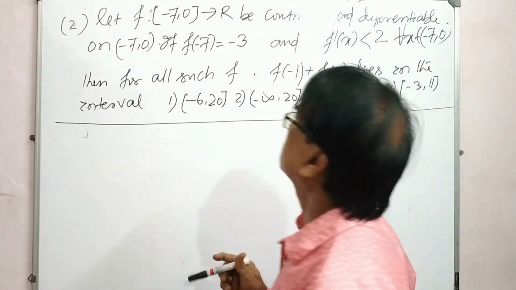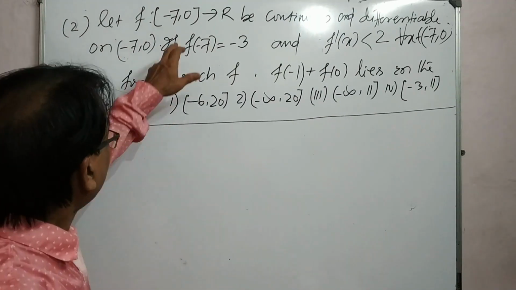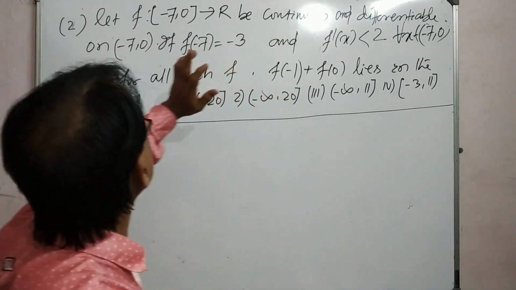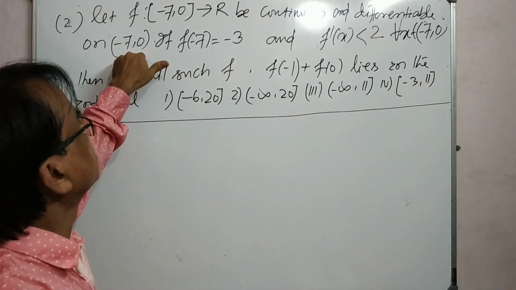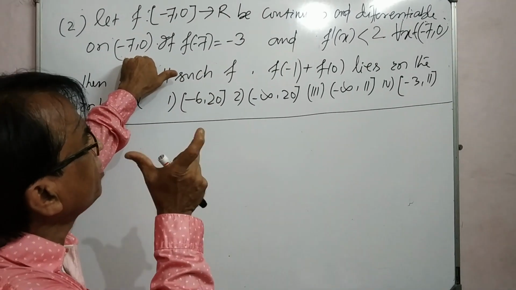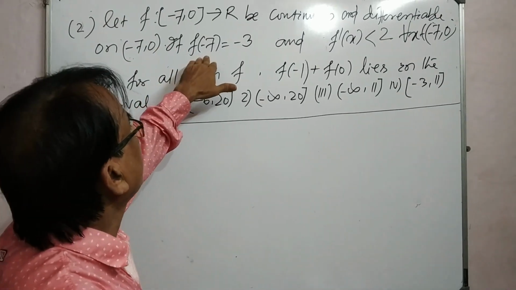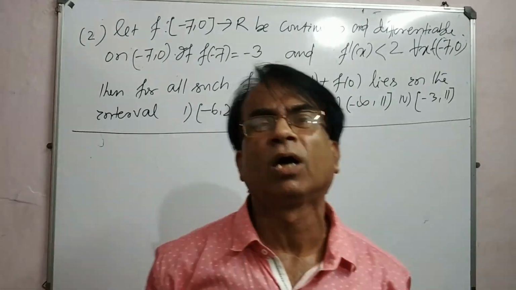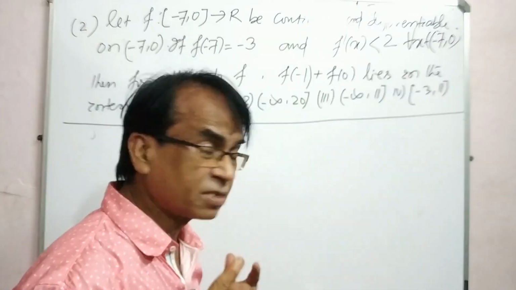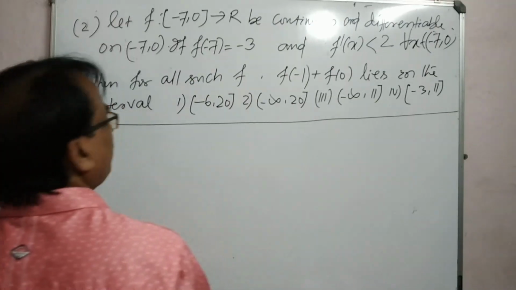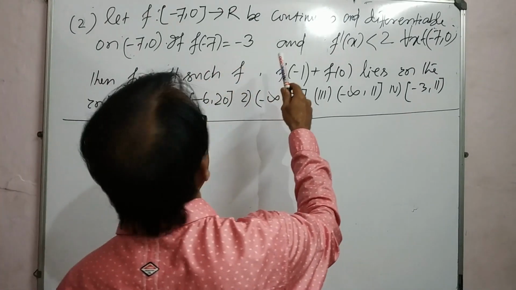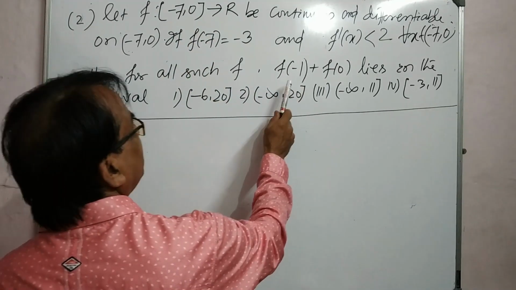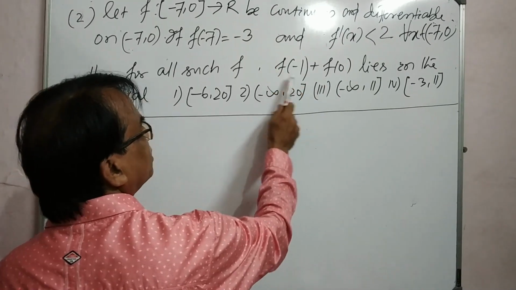Now coming to the second problem. f is a function from the closed interval minus 7 to 0 to R, continuous and differentiable on the open interval minus 7 and 0. Here what we observe is continuous and differentiable, and the value of the function at one endpoint is given. So immediately it strikes us, Lagrange's or Rolle's mean value theorem. Now the most important thing here is that the interval minus 7 to 0 is there, but minus 1 is missing.